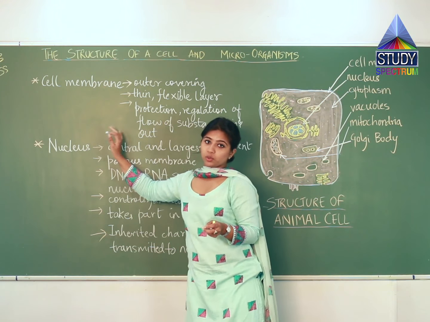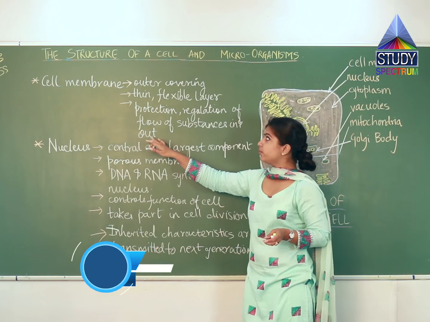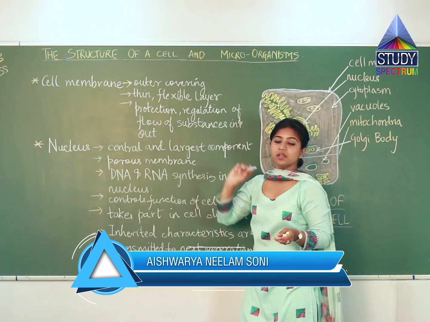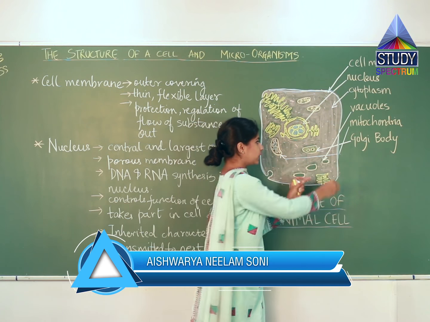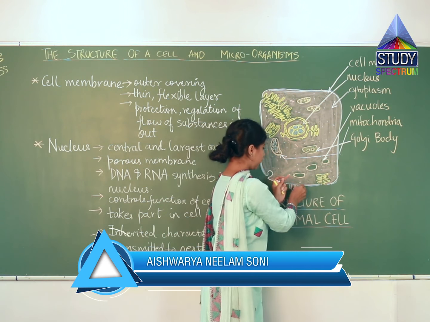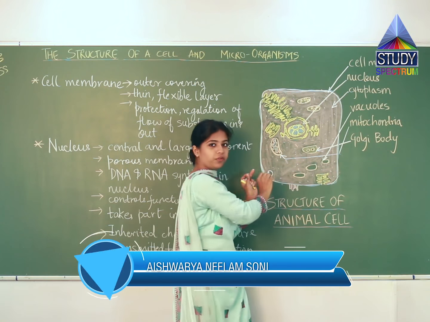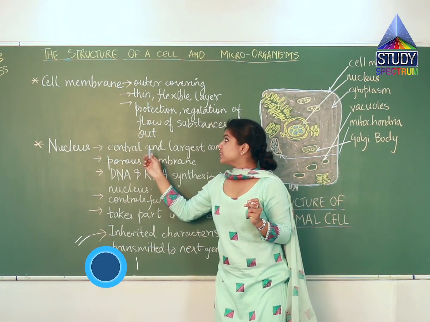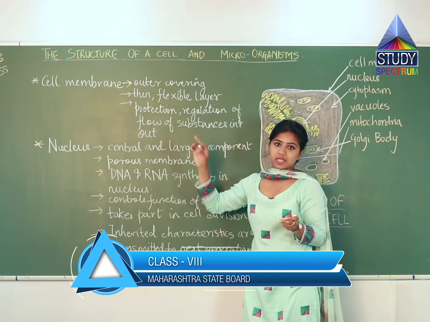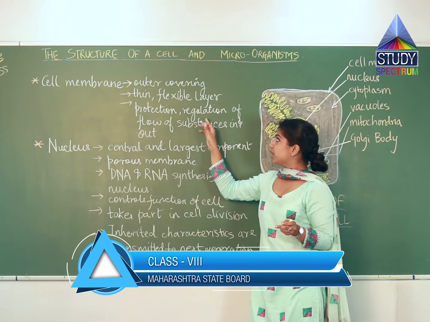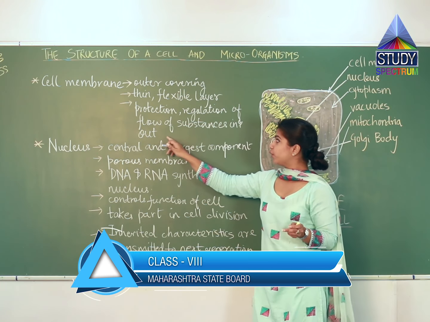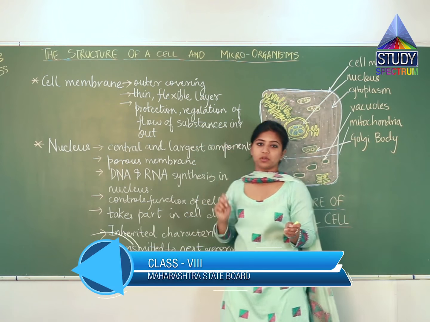Now let's go into a little detail about the cell membrane. I've written a short note over here in bullets. The cell membrane is nothing but the outer covering that I just now showed to you. Over here, this is the outer covering of the cell, the whole of it. The cell membrane provides protection to the cell, and provides regulation of the flow of substances in and out.